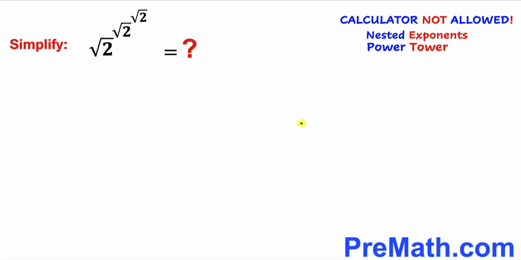Let's go ahead and get started, and let's focus once again on our nested exponents. The square root of 2 power square root of 2 and then power square root of 2. And whenever we are dealing with this kind of nested exponents, we always go from top to bottom. Therefore, we are going to start off from the top.